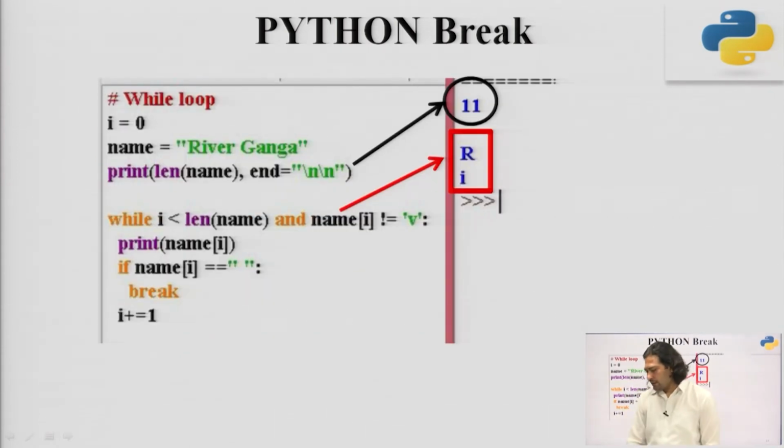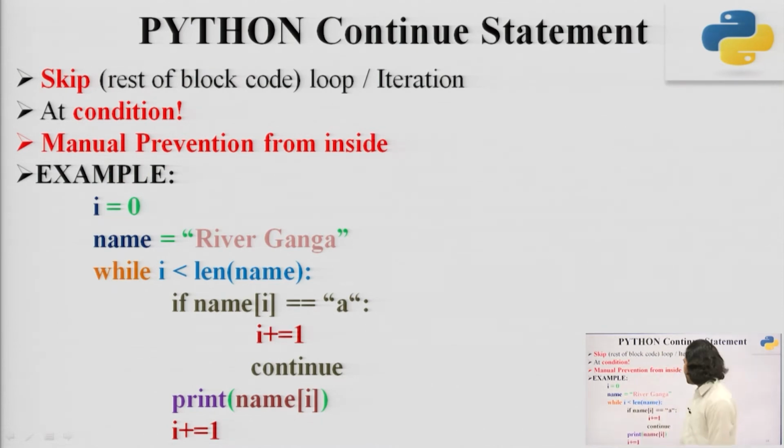Now here you can see that the reach of this loop is only this one, this break is here. Since the loop is only valid for R and I, that means it is limited to only two characters, that is R and I. Next is the continue statement.